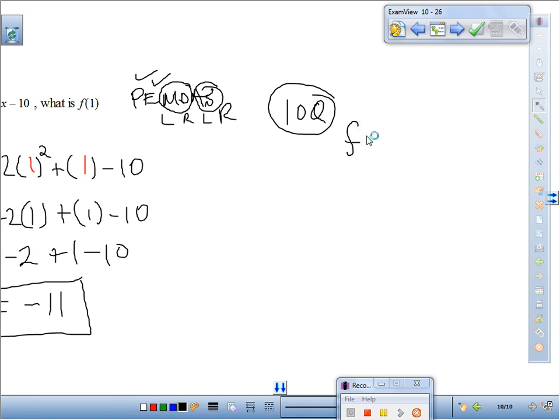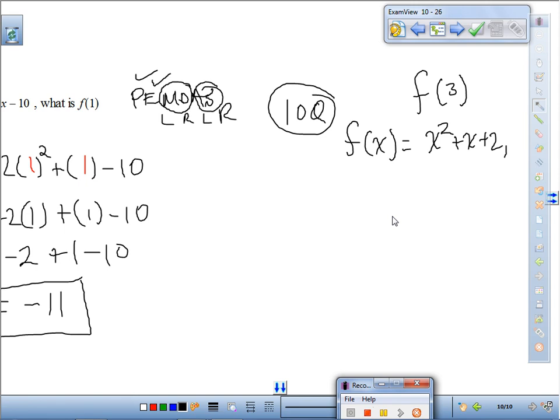Focus. F of x equals x squared plus x plus 2. And I want you to evaluate that when it's f of 3. When it's f of 3. Do that one by yourself, please.